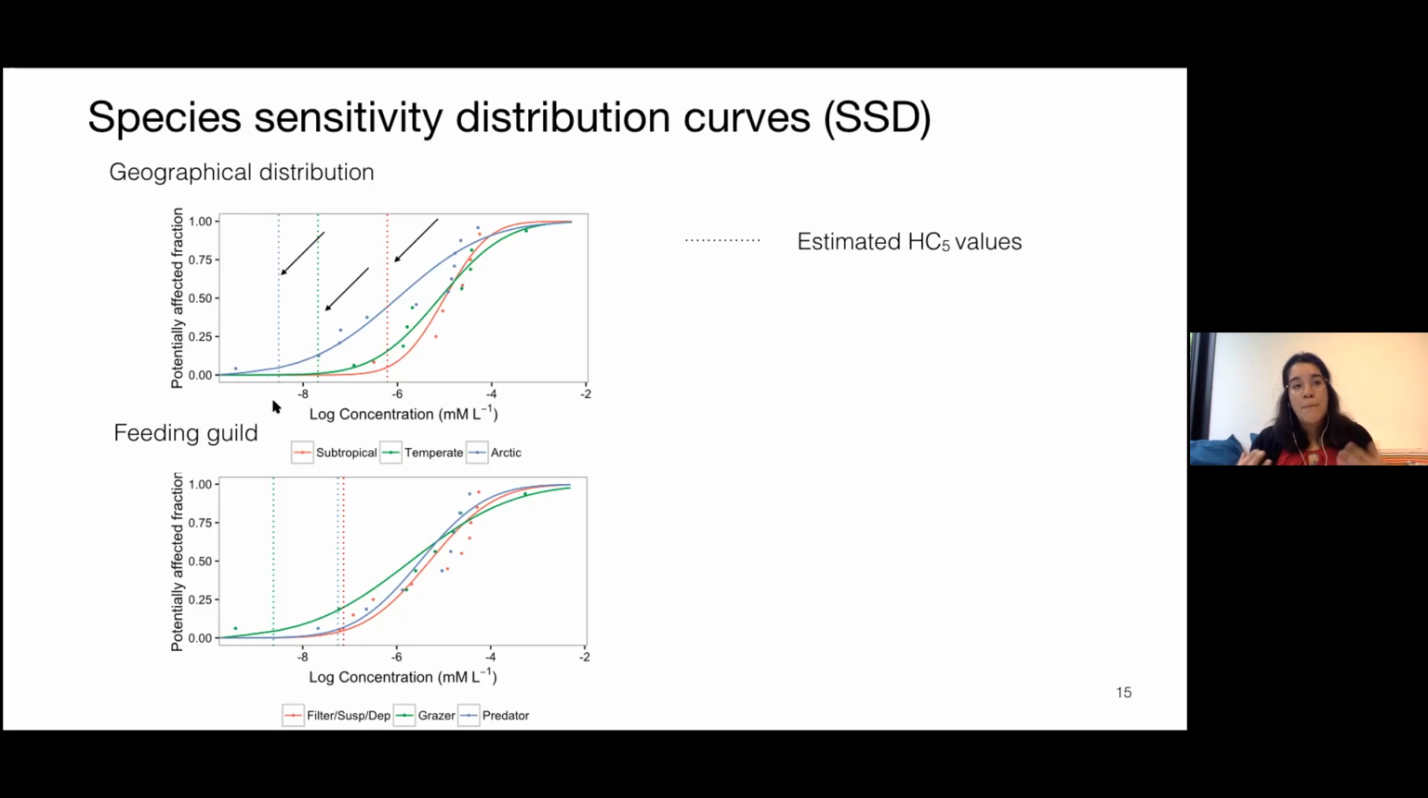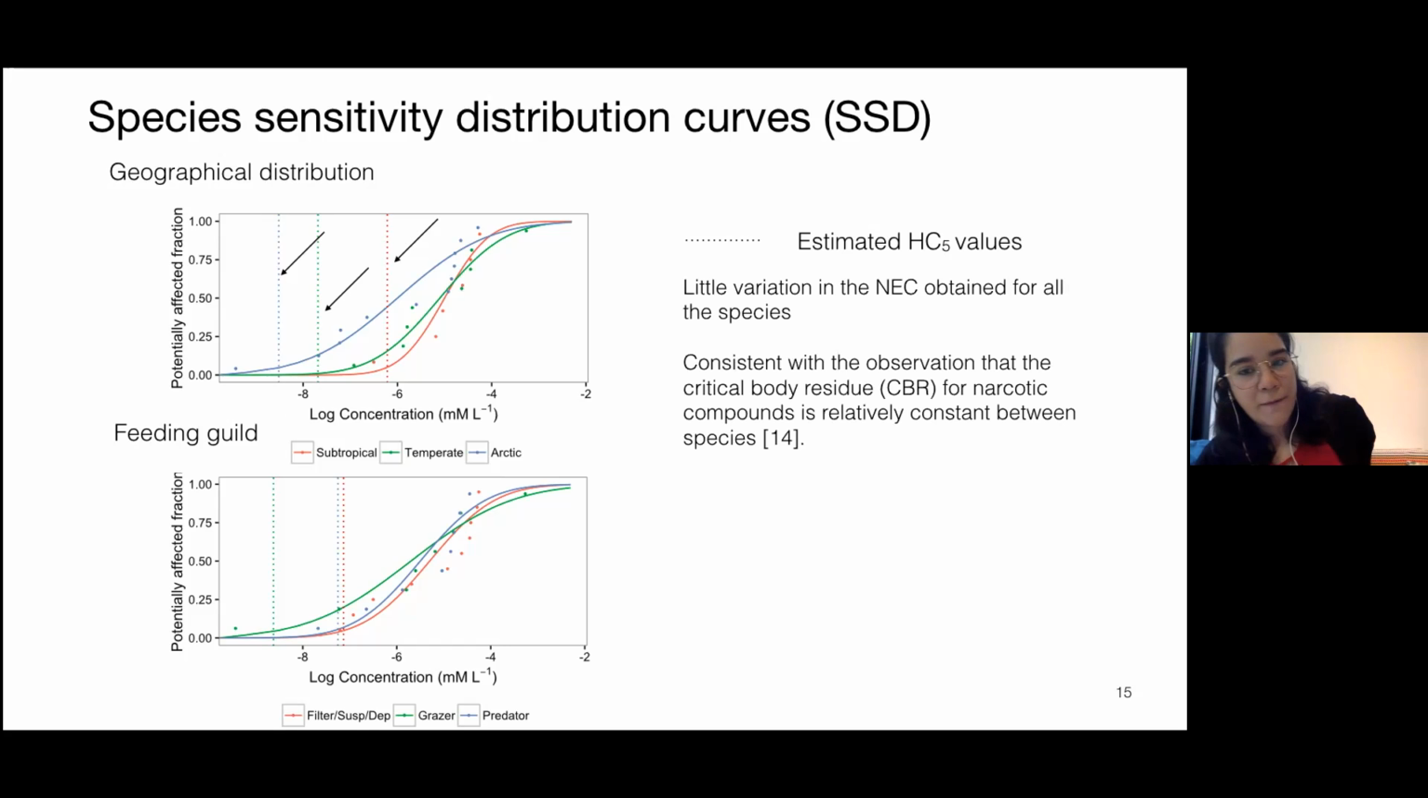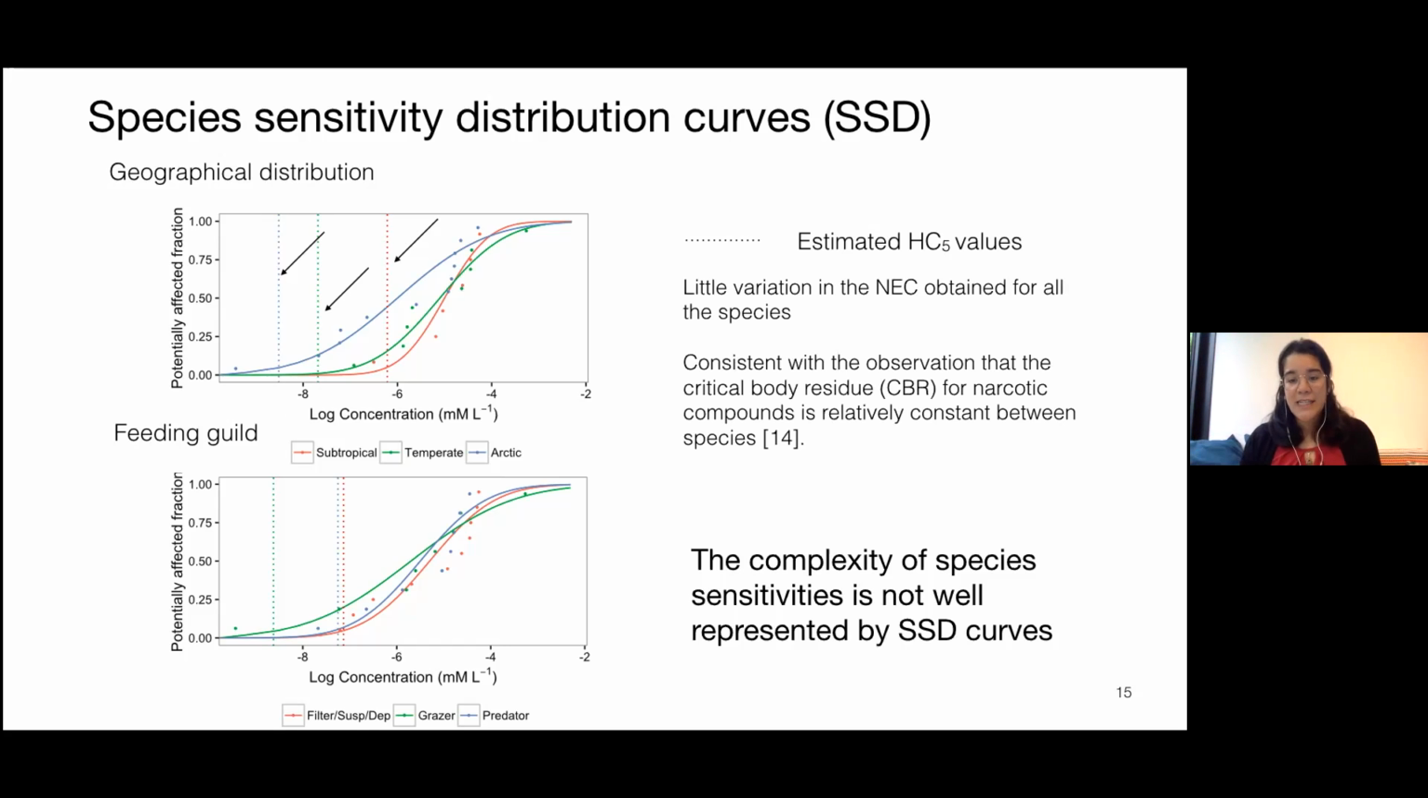However, being myself the person that made the experiments and looking at the rate and the velocity at which the subtropical animals were dying, I was a bit unhappy with this result because I felt there was some part of the story missing. So I thought at least that the complexity of the species is not well represented by these curves, and decided to look further into my data.